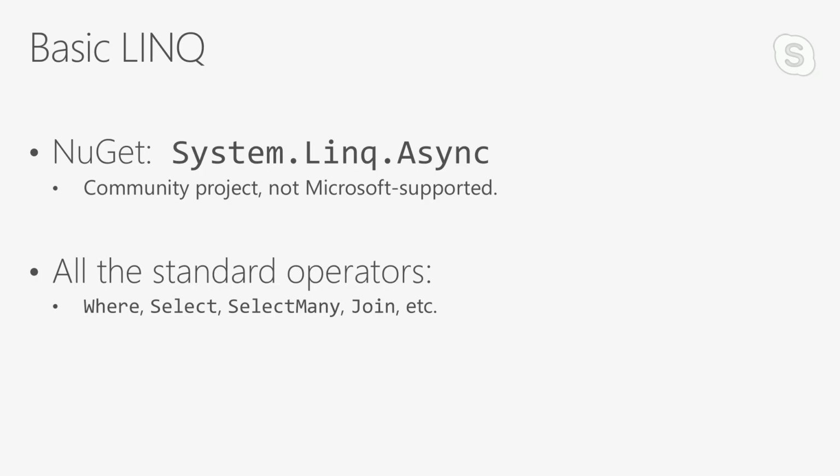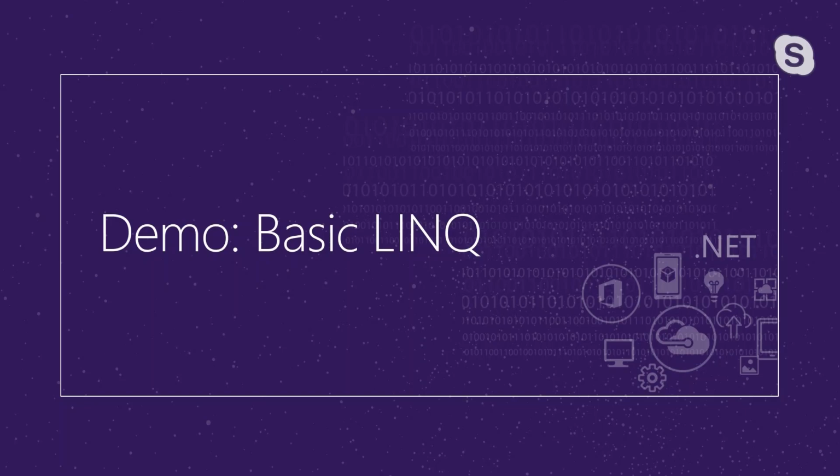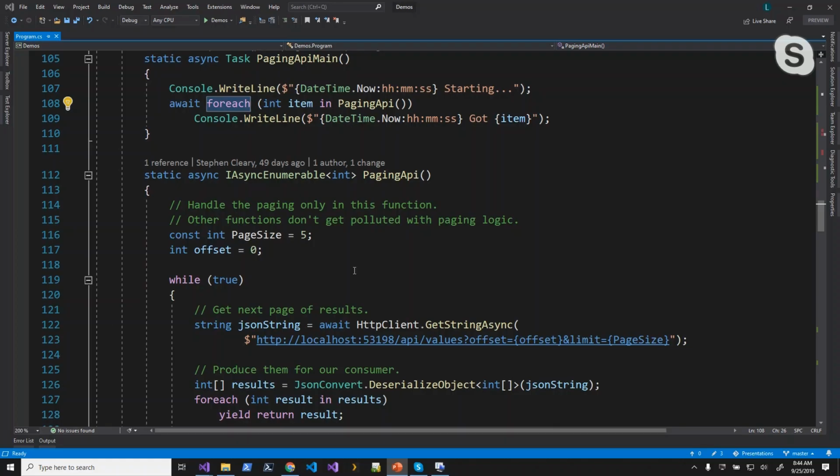There's a NuGet package that you want to install if you want to do LINQ over async streams, and that is System.Linq.Async. Pretty straightforward name. Just a note here that in spite of the name, this is not actually a Microsoft project. It's a community project supported by the community. And it gives us all the standard operators. So we can now do .Where over an asynchronous stream, or even Join if you want to. One last note about System.Linq.Async is that it is currently in preview. So the rest of this section is subject to change. And with that, let's look at a demo here of basic LINQ.